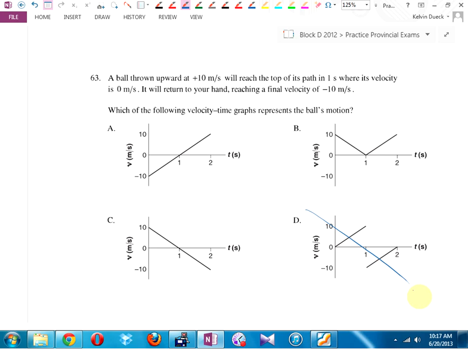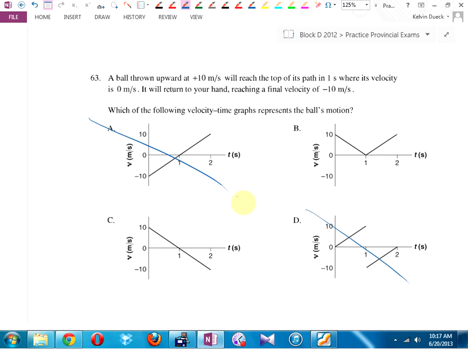What's your V initial? I'm looking at time zero. How high do I want my velocity to be? Positive 10. So I'm looking for a graph that's 10 high on the y-axis. No. Now, is it A or is it B? What's your final velocity right when it hits your ground?